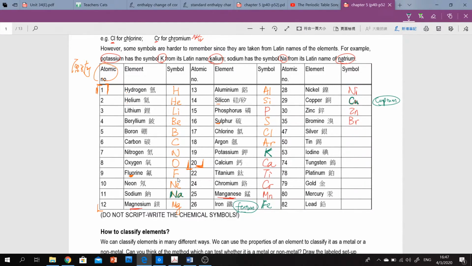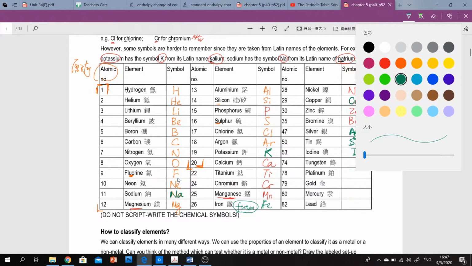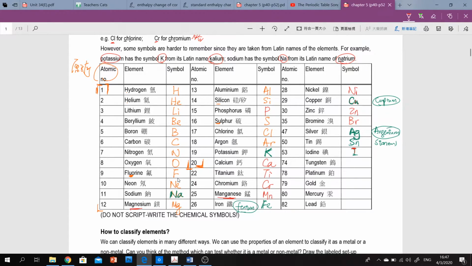First of all, silver. Silver comes from the word argentum. Argentum means the metal ore found in Argentina. What else is tin? Sn comes from the word stannum. Iodine is simply I. Nothing different, it is I.